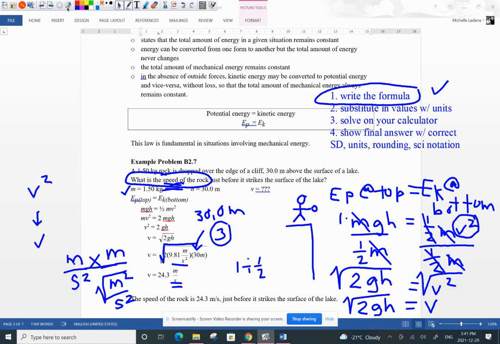Okay, so again, showing your work: final answer, correct sig digs, 3 sig digs, units for speed, meters per second, rounding, scientific notation. And remember, I made an error here. It should be 3 sig digs, not 2.